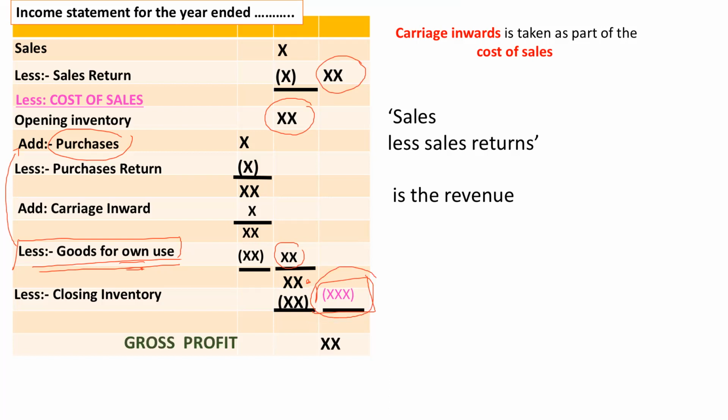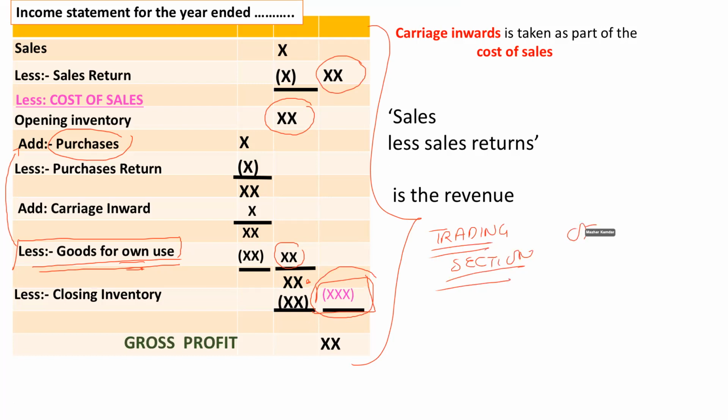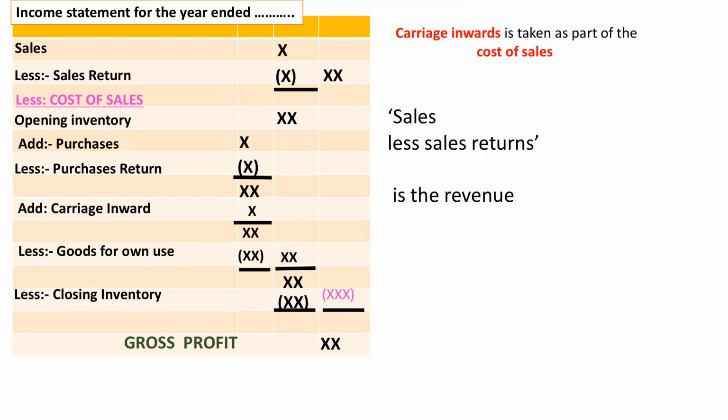This is the trading section of your income statement. Remember, the income statement does not stop at the gross profit. You still have an extension to it. The trading section does not stop at the gross profit. You still have an extension to it.